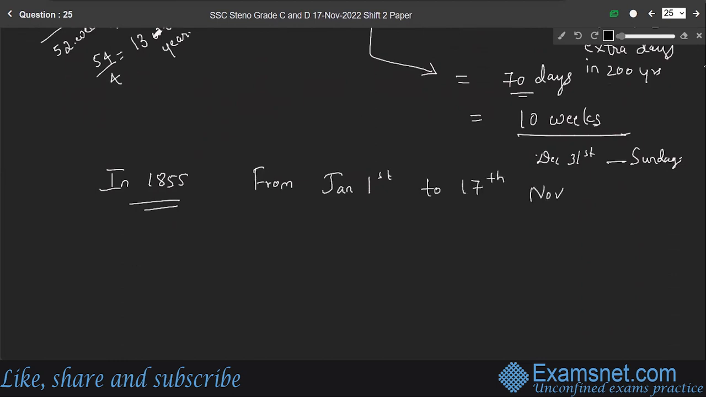How many days are we considering? Jan 1st is on Monday, right? Because December 31st was Sunday in the previous year. So Jan 1st. In the month of January, we are considering 31 days.